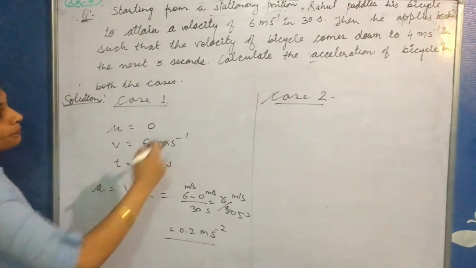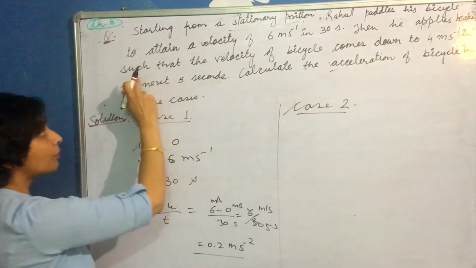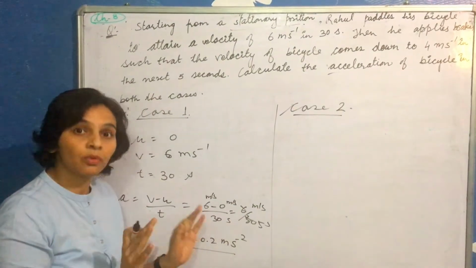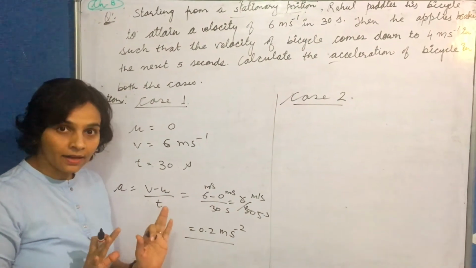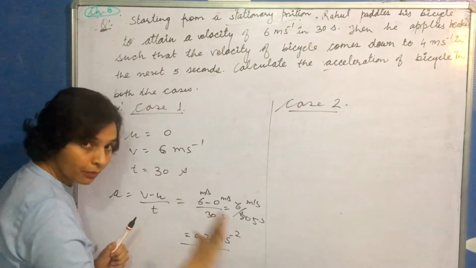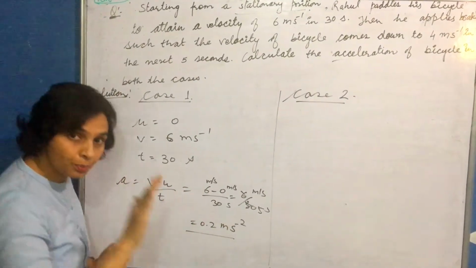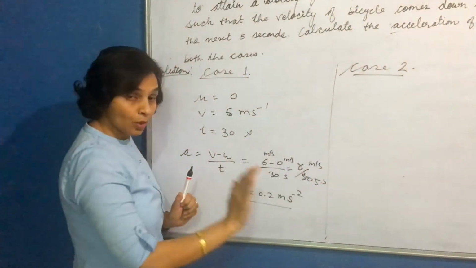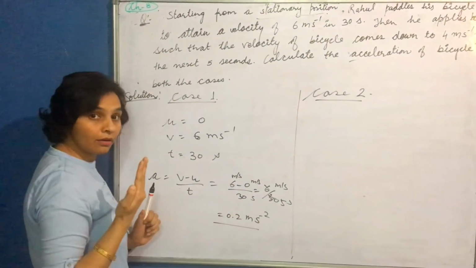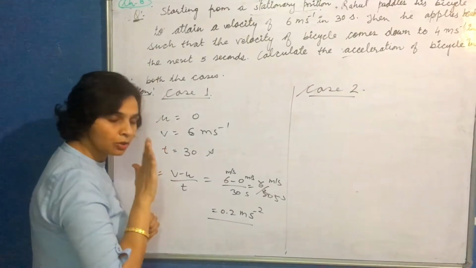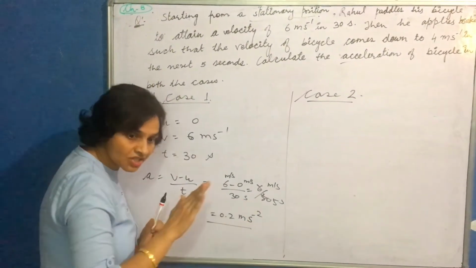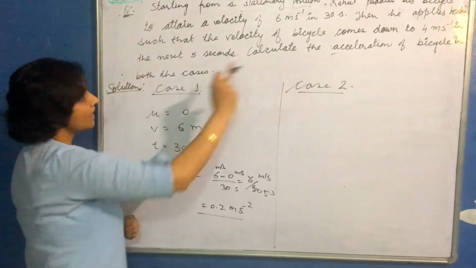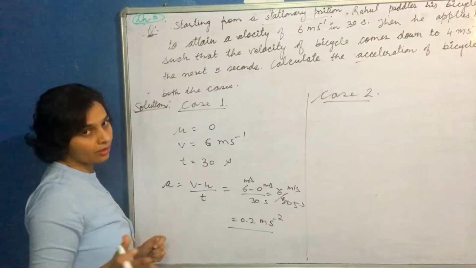Now case 2. Then he applies brakes. Generally, whenever we drive a car, what do we do? In a car I am talking about acceleration, brake, clutch. When you press the accelerator, velocity or speed increases. When you remove your foot, then what happens? You press brakes. It means acceleration is getting decreased. That is retardation. So one case will be acceleration, the other case will be deceleration.